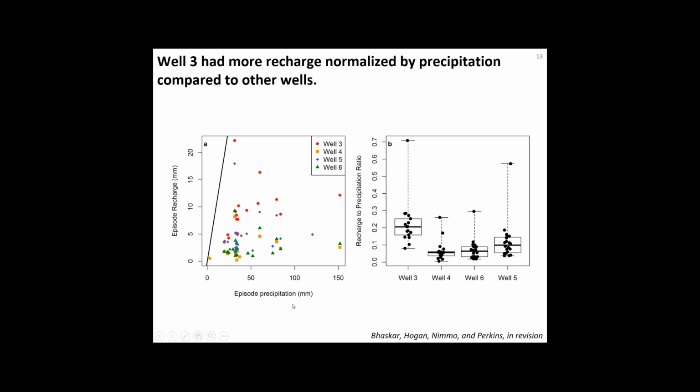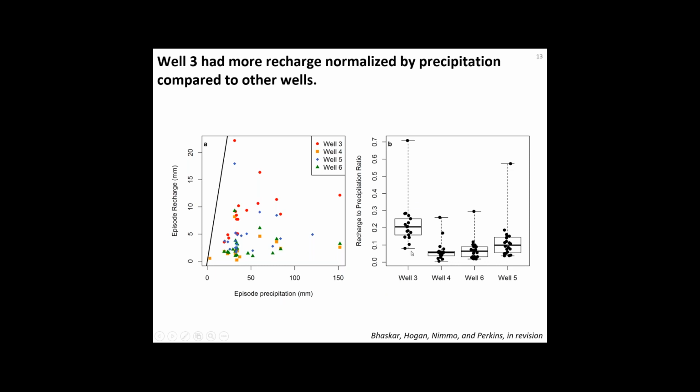So on this plot on the left, we're seeing that comparison between, on the x-axis, the precipitation for every recharge episode, plotted against recharge on the y-axis for these 4 wells. And then on this box plot on the right, we're taking this ratio of the recharge to precipitation, which is being shown on the left, for each episode, seeing how much of the overall precipitation is becoming recharge, and plotting that for these 4 wells, just a box plot showing the different episodes.